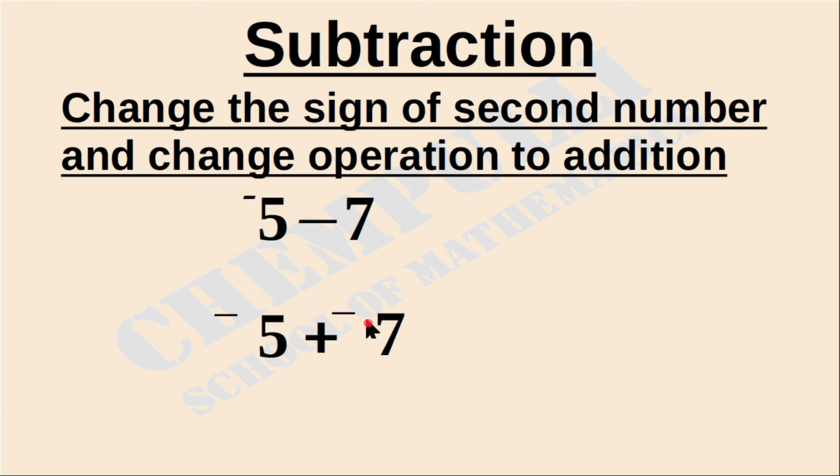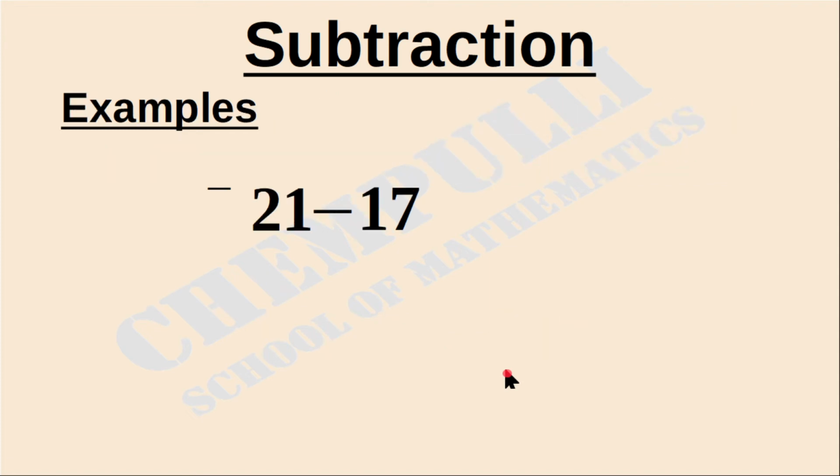Both signs are same. Same sign case, add and write the same sign. That is 5 plus 7. What is 5 plus 7? 12. And write the same sign. Same sign, you will get the answer negative 12.